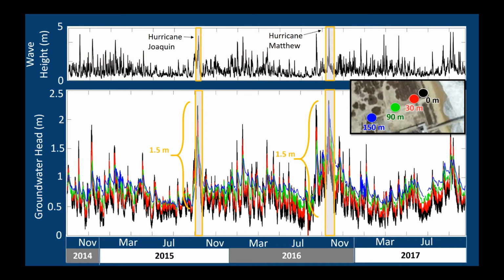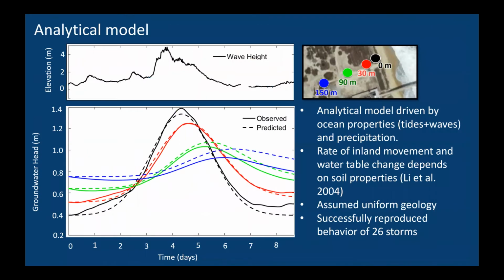Let's zoom in and take a look at one of these events in more detail. For this storm, the biggest head increase is at the well closest to the ocean, and the high groundwater level continues to propagate inland after the storm recedes. The maximum water level at the most inland well is measured 2 days after the peak at the well closest to the ocean. We developed an analytical model to describe the propagation of this bulge of high groundwater.